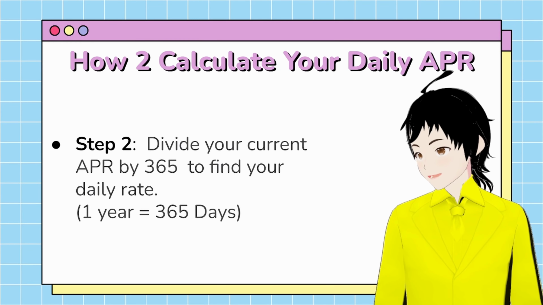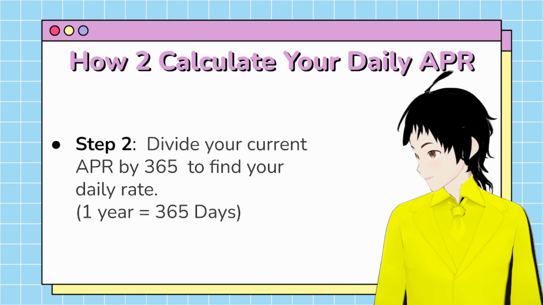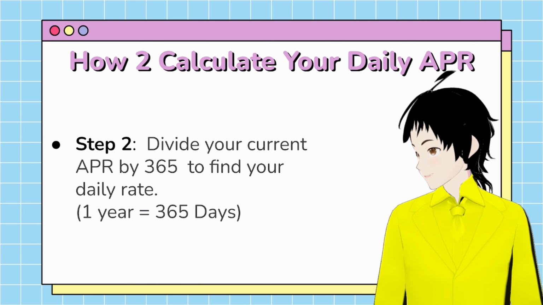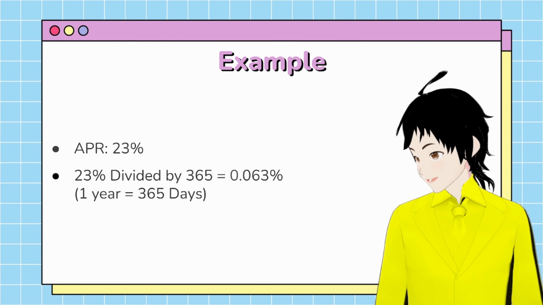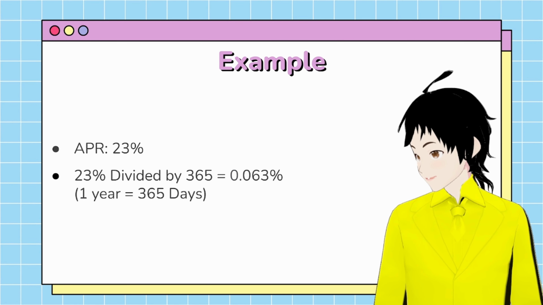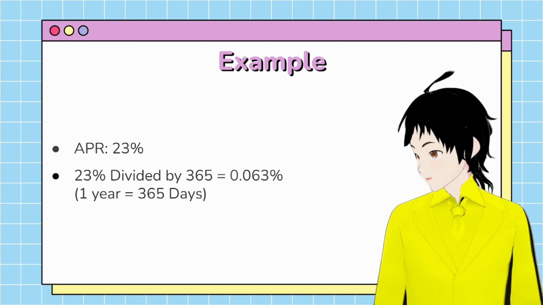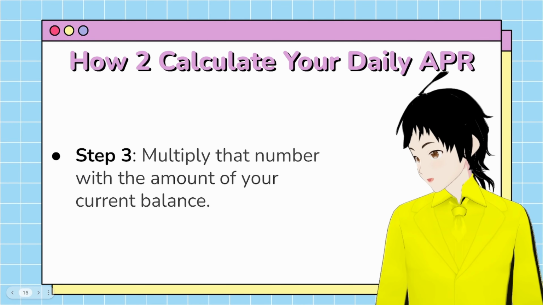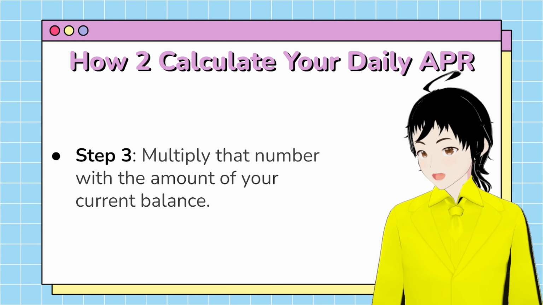This time, for step number 2, we're going to divide your current APR by 365 to find the daily rate. You already know that 365 days is 1 year. Here, we're going to use the same APR, 23%. Taking that 23%, we divide that by 365, and that gives us 0.063%. Same thing as before, we're going to multiply that number with the amount of your current balance.